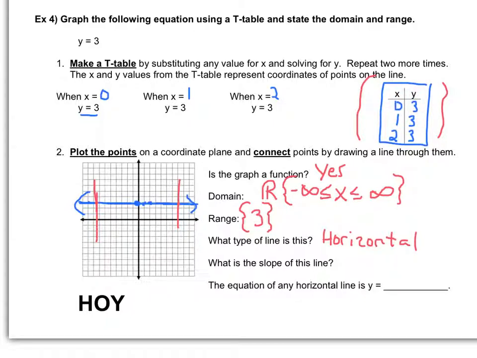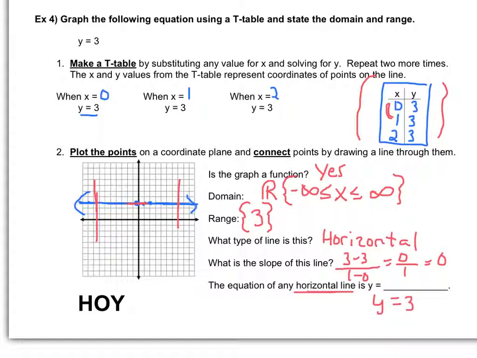So I can do y2, which would be 3, and subtract y1, which would also be 3. And then I could subtract the x values, 1 minus 0. So I would end up getting 0 over 1, and 0 divided by 1 is 0. So the equation of any horizontal line is what we call a y line. So it would be y equals whatever point that it crosses. This one crosses 3, so y is equal to 3.